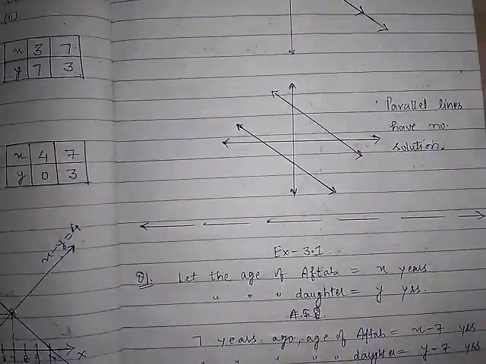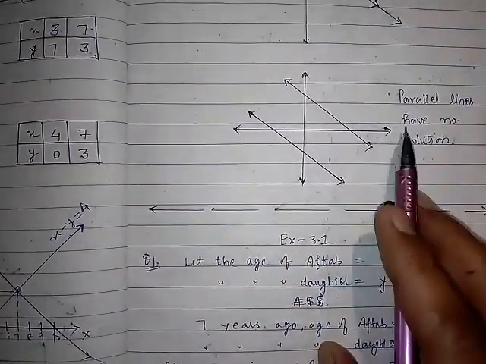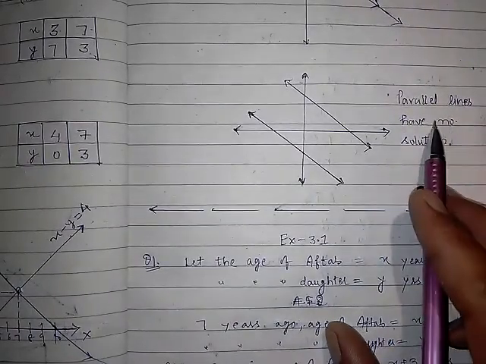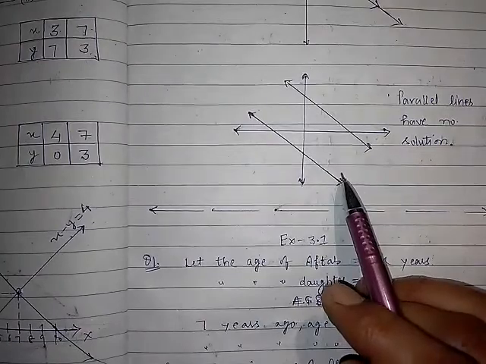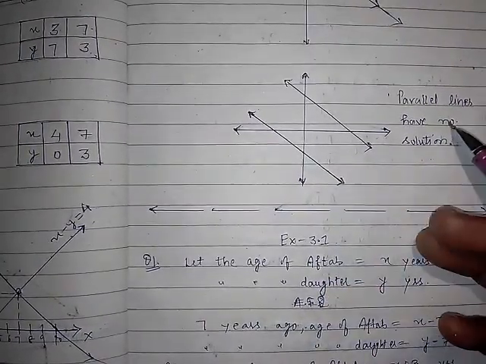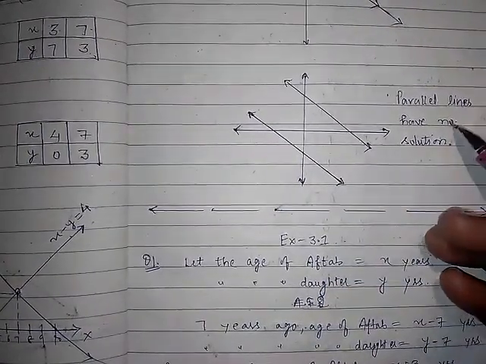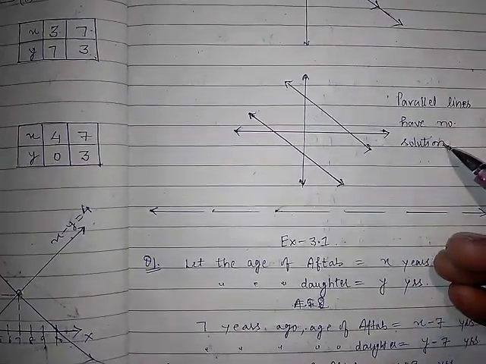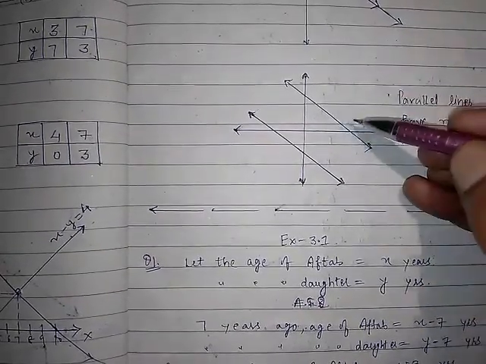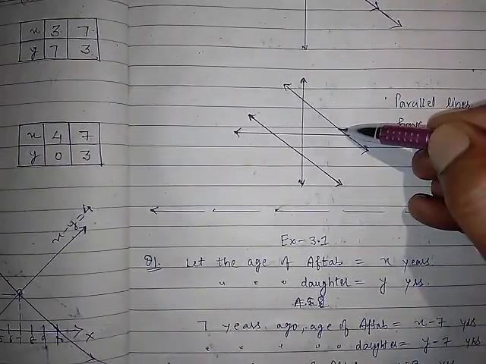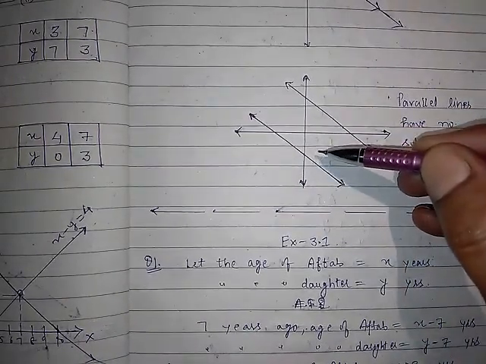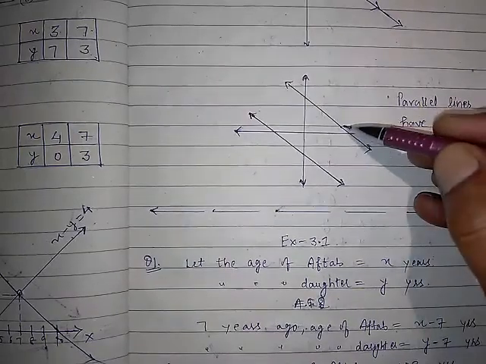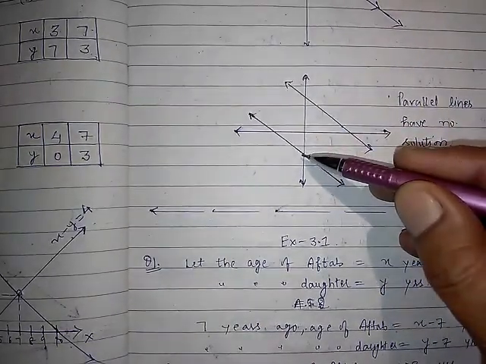Now come to the last case. If you are getting parallel lines in any problem, then you will say it doesn't have any solution. What do you mean by no solution? No solution means no common solution over here. Clear? Now you can see, consider this point. This lies on the first line, it does not lie on the second. You can see this line is crossing from here and that line is crossing from there.